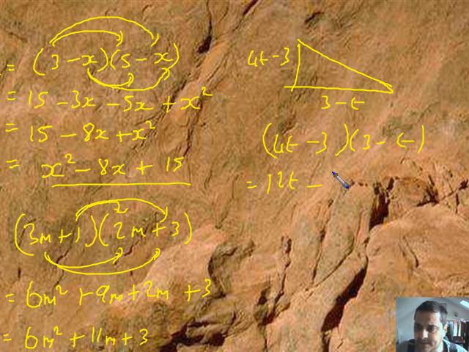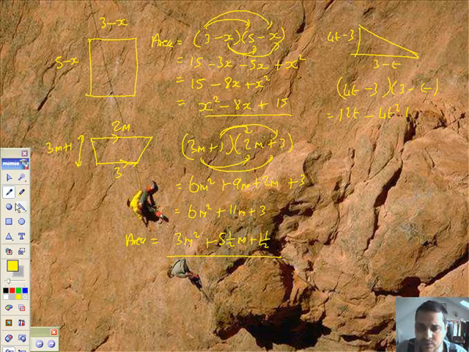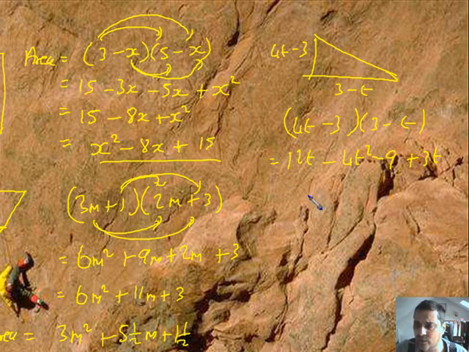12t, that times that, minus 4t squared. That times that, oops, not plus, minus 9. 3 times t is 3t, and it's positive because a minus times a minus. Right, what have I got here? I have got 12t plus 3t. That gives me 15t's. Then it's minus 4t squared and minus 9.